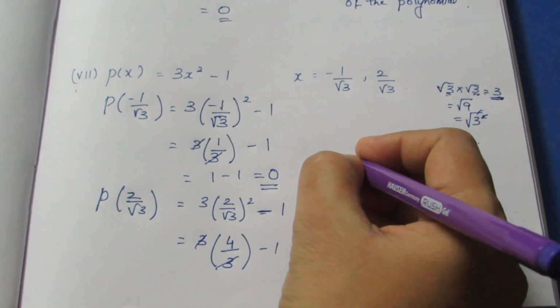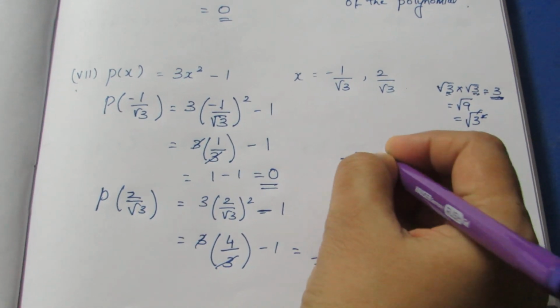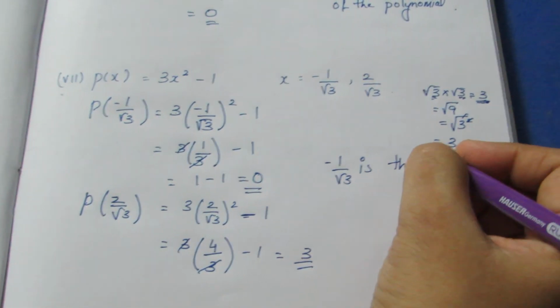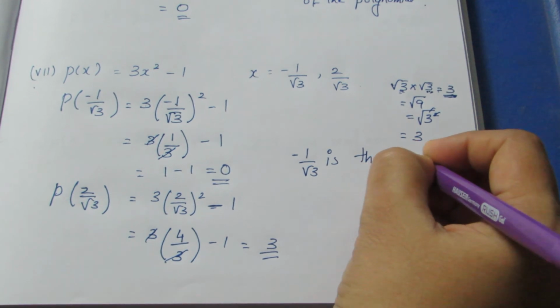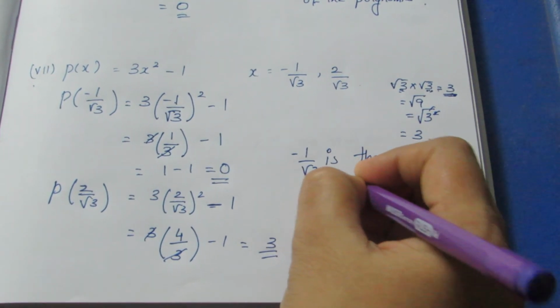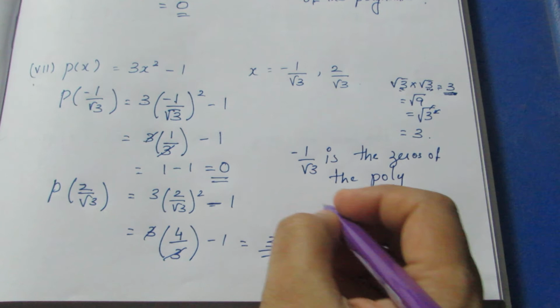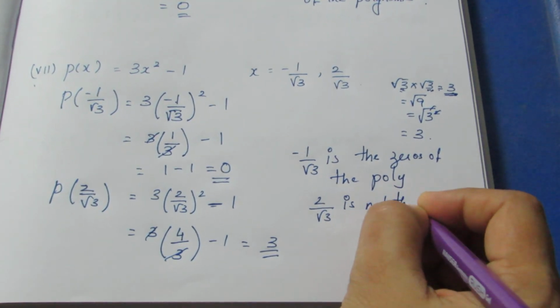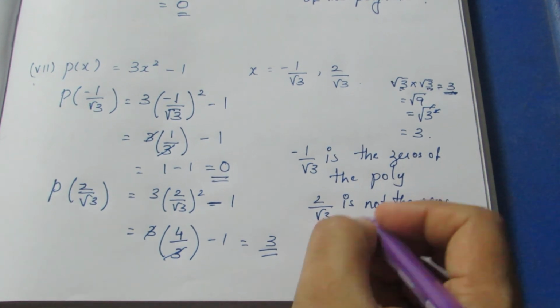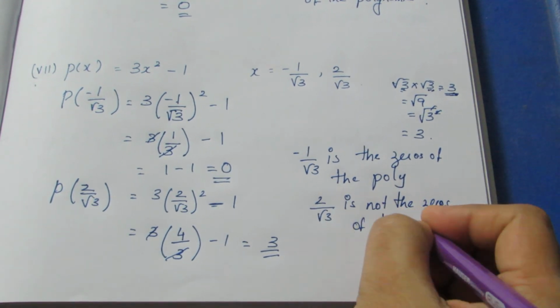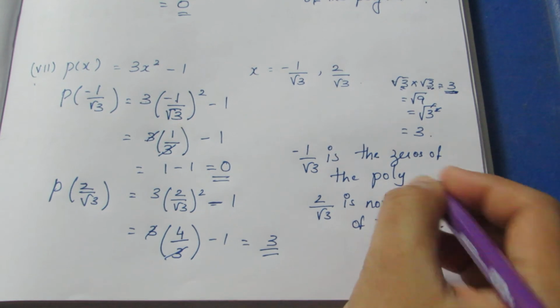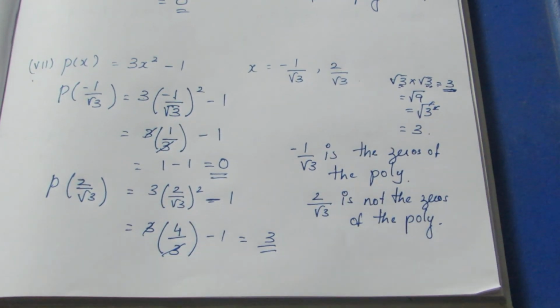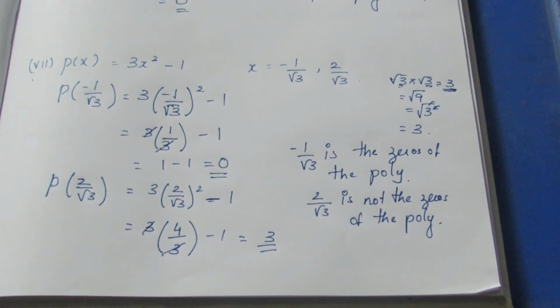Here you can write it as minus 1 by root 3 is the zero of the polynomial. 2 by root 3 is not the zero of the polynomial. I am writing it short. You need to write it carefully. We'll move on to the next sum. Next, the 8th sum.